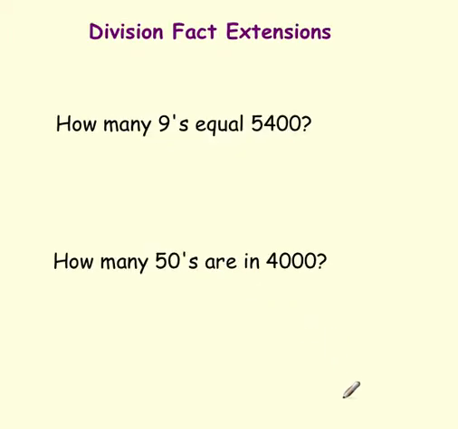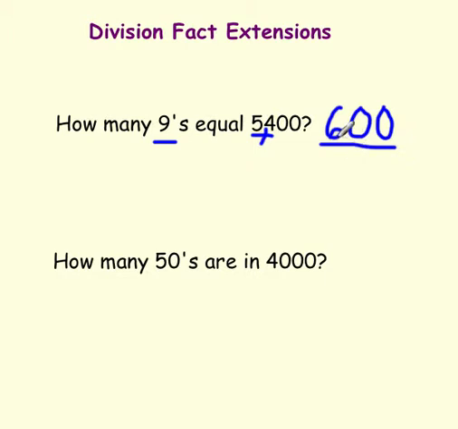Now let's try this with division. We can use fact extensions to help us solve division problems too. How many 9s equal 5,400? I have 54 here. I want to think how many 9s are in 54. That would be 6. Now this wasn't just 54, it was 5,400. So that means my answer also needs to be in hundreds. How many 9s are in 5,400? The answer would be 600.